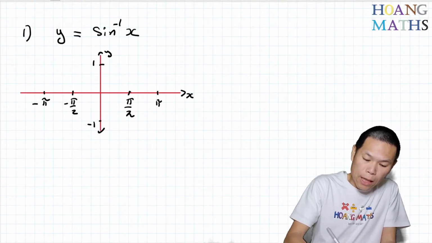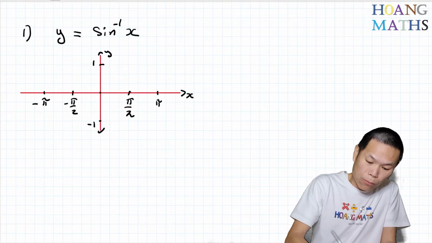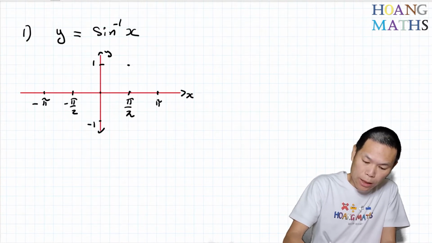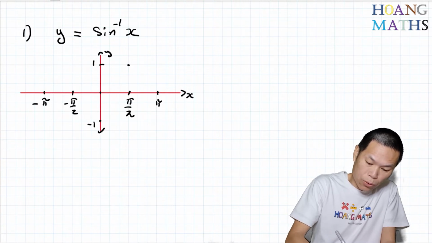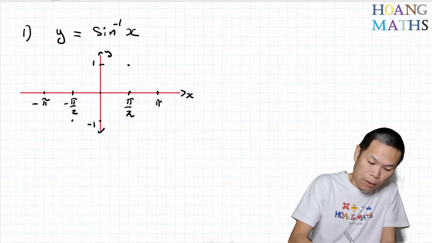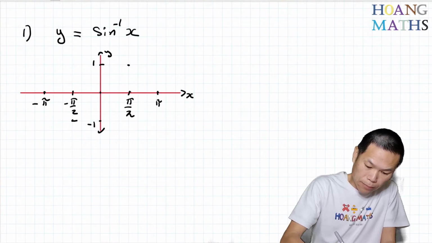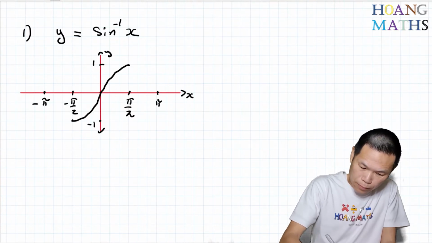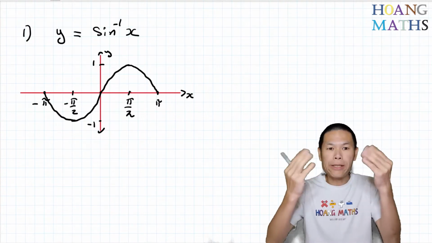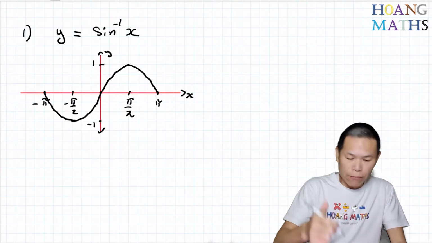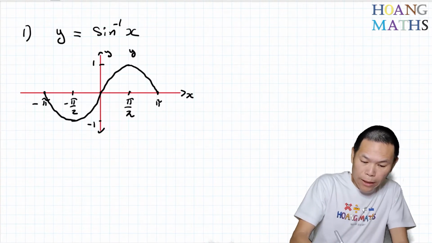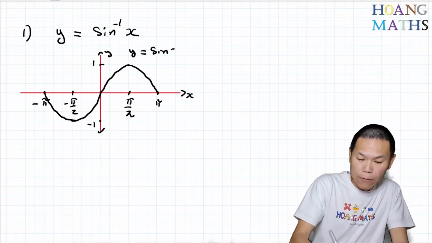So we know that sine of 0 is 0. Sine of pi over 2 is 1. Sine of pi is 0. Sine of negative pi over 2 is negative 1. And sine of negative pi is 0. So the graph is like this. And this is y is equal to sine of x.